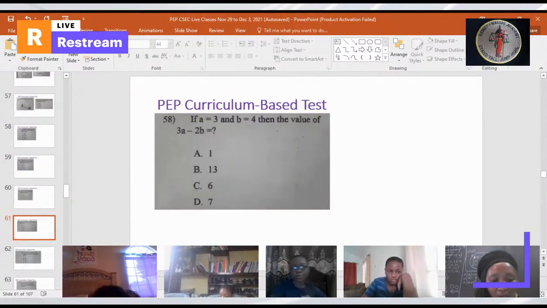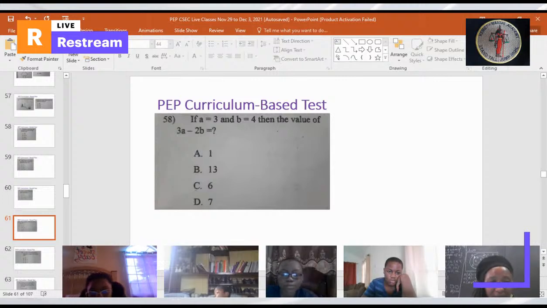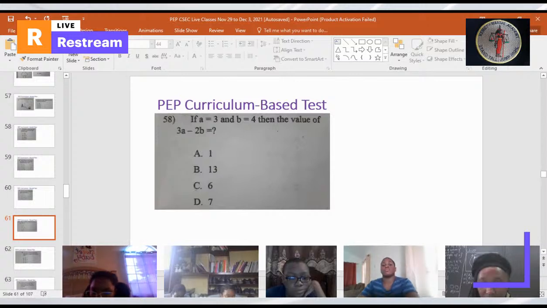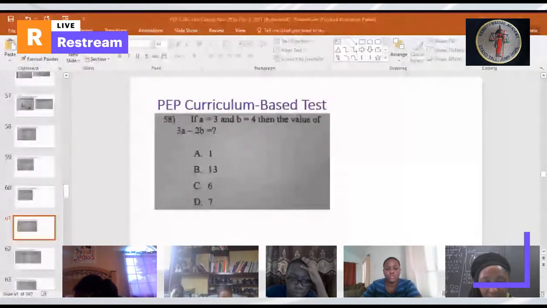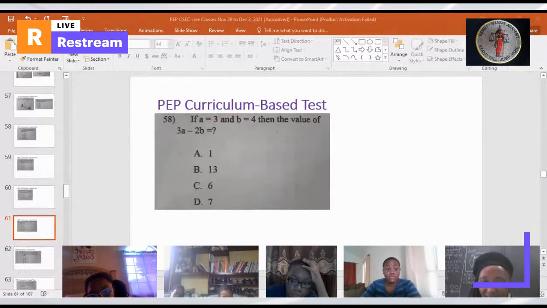Number 58. If A equals 3 and B equals 4, then what is the value of 3A minus 2B? When you put your answers in the chat, please put the number. All right, so Michaela is saying 58 is A. Any other answer for 58? Thor is saying 58 as well.